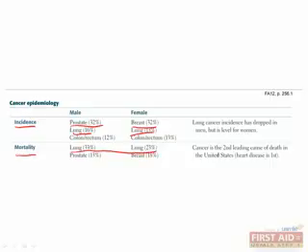The other important thing you need to know is that overall, cancer is the second leading cause of death in the United States, behind cardiovascular disease.